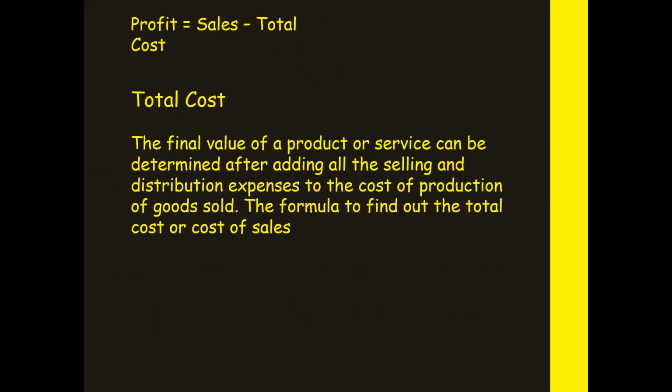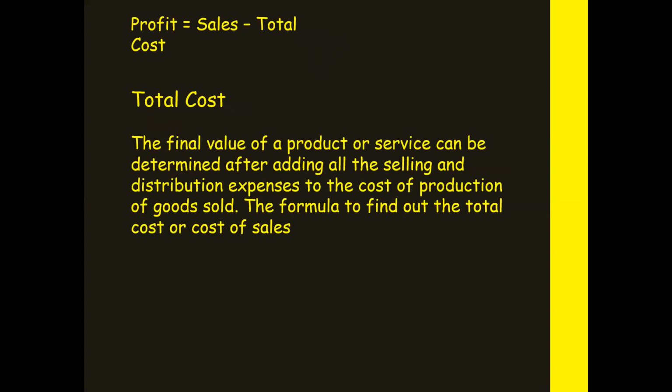The last one is the total cost, that is the summation of all three costs. The final value of a product or service can be determined after adding all the selling and distribution expense to the cost of production of goods sold. The formula to find out the total cost, or cost of sale, is total cost equals cost of production of goods sold plus selling and distribution overhead. If the sale price of the product or service is known, the following method can be used to determine the profit. Profit equals sales minus total cost.